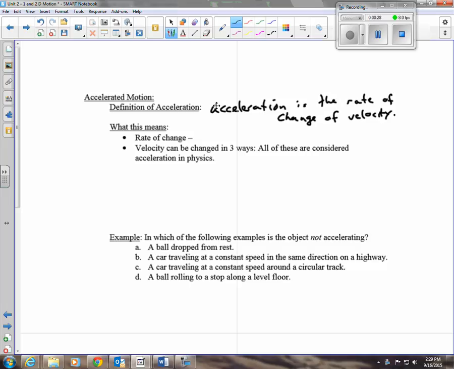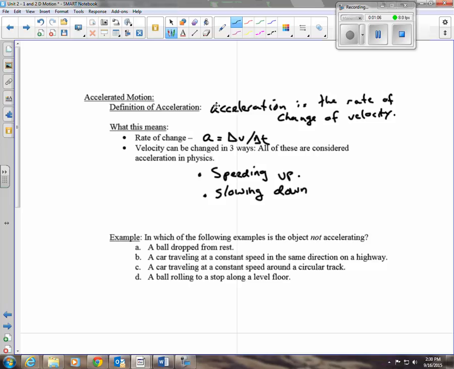Rate of change, whenever I want to calculate something that says rate, I'm going to divide by time. And so acceleration is going to be the change in velocity over the change in time. Now, velocity can change three ways, and all of these are considered acceleration in physics. In the English language, we tend to say acceleration means speeding up. So if something is speeding up, it's accelerating. But in physics, another way I can change velocity is to slow it down, and that's still considered an acceleration.